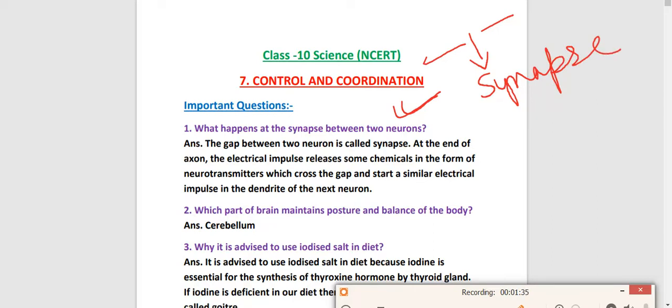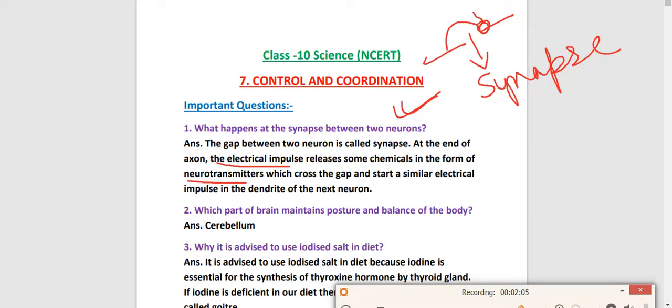You know that the messages are transferred from dendrites to the cell body and then through the axon. At the end of the axon, the electrical signals will release some chemicals, in the form of neurotransmitters. The chemicals are called neurotransmitters. These neurotransmitters will cross the gap, the synapse, and a similar electrical impulse will start in the dendrite of the next neuron, right?